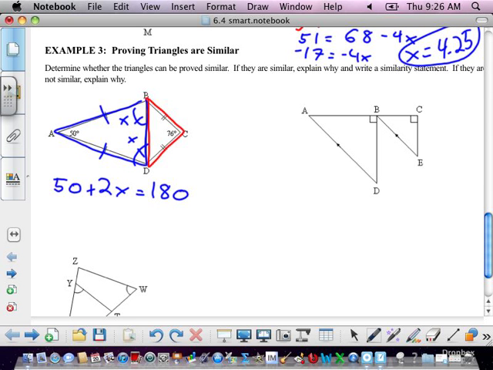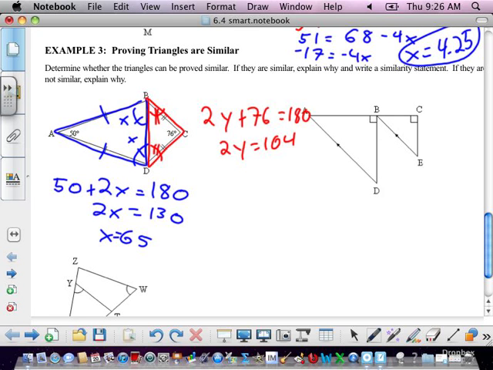180 minus 50 is 130. 130 divided by 2 gives me 65. So I know both of those angles are 65. What it doesn't tell me is what these angles are. These angles are also congruent because of base angle theorem. They are congruent to each other. So I'm going to do 2y plus 76 equals 180. And I'm going to solve for y. 180 minus 76 gives me 104. Divide by 2. And I get y equals 52.